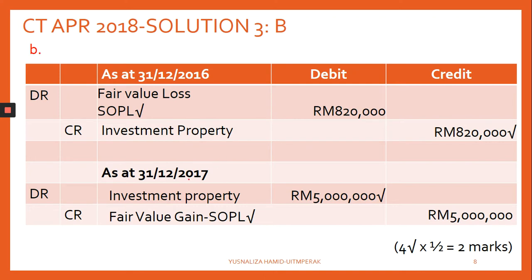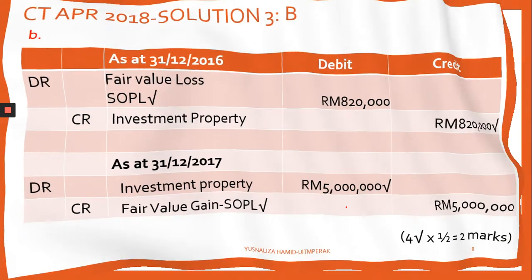And the second one is on 31st of December 2017. Investment property will be debited because there is a fair value gain. Gain is charged in other income in the SOPL for 5 million, 24 million as compared to 19 million from the workings that we have done.